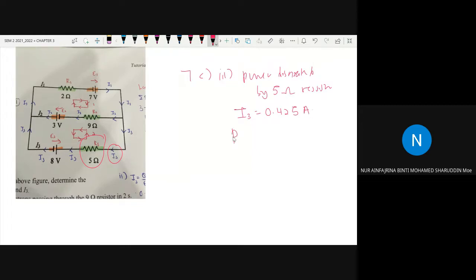Jadi bila you nak cari power adalah formula dia I squared R. So macam Miss kata, current yang lalu resistor 3 adalah 5 ohm. Jadi sebab itu kita akan ambil 0.425 squared darab dengan 5 resistance kita. So you akan dapat jawapan you balik 0.882 watt. Okay, boleh faham? Because you need to choose the current that flow through that resistor. So you tak boleh ambil effective, you tak boleh ambil total current. You tak boleh ambil I1 ataupun I2. Kena ambil current yang lalu resistor 5 itu. Okay, do I answer your question?